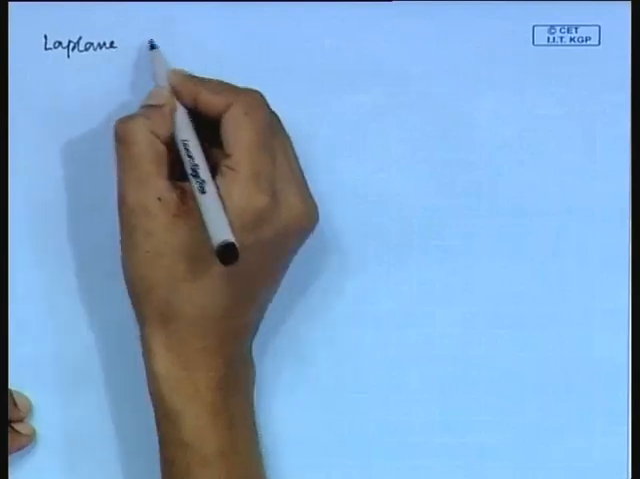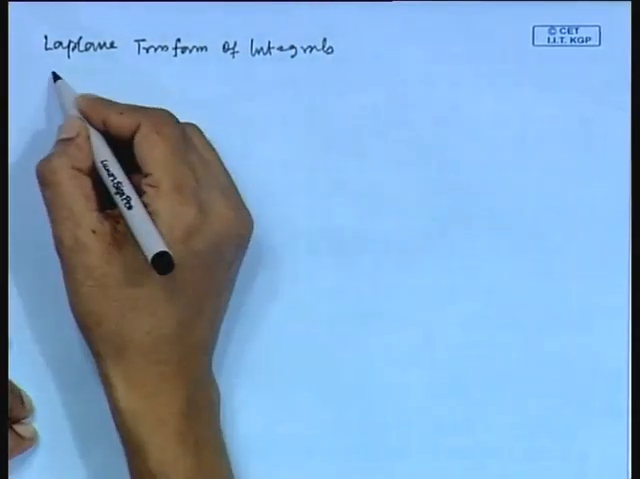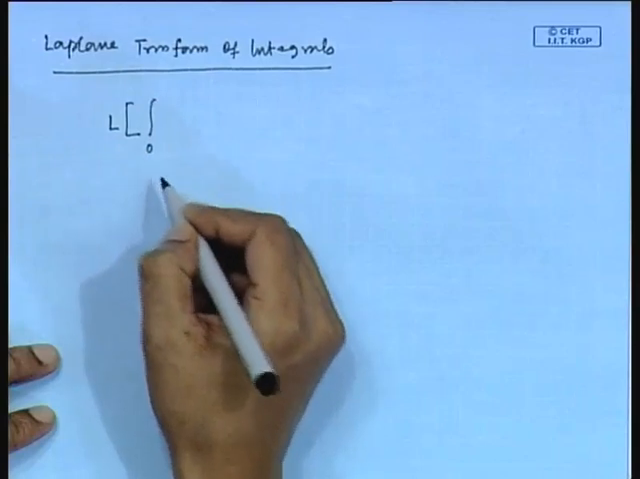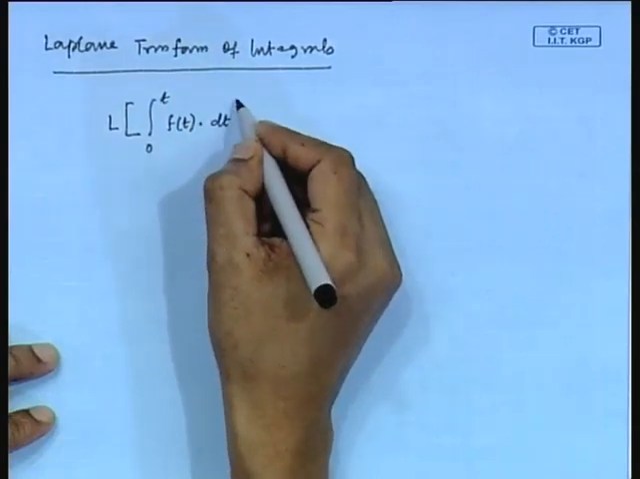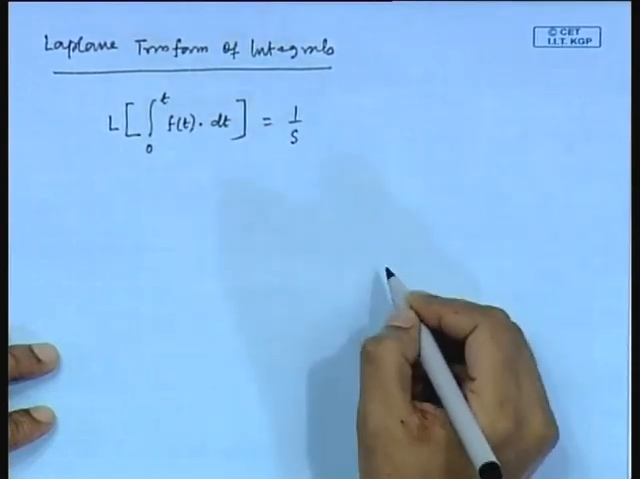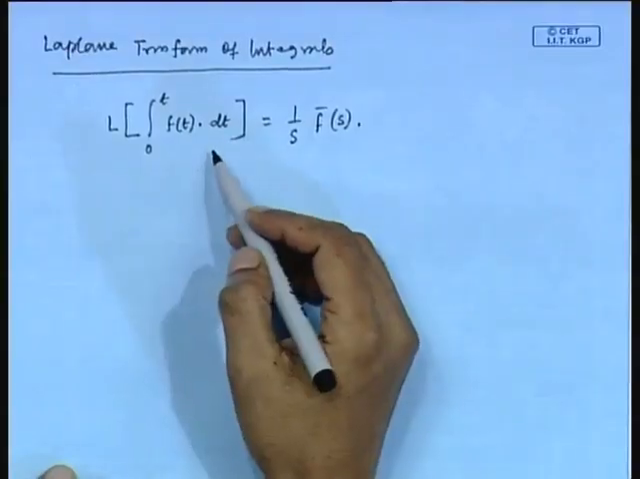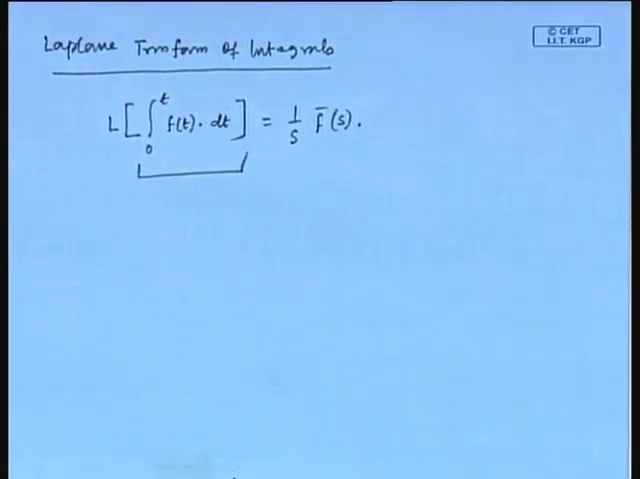What is the Laplace transform of integrals? Laplace transform of an integral of a function of t dt equals 1 by s f bar(s). If we consider f(t) as a function in time domain, then the integration of that function is this one, and the Laplace transform of that function is this, 1 by s f bar(s).